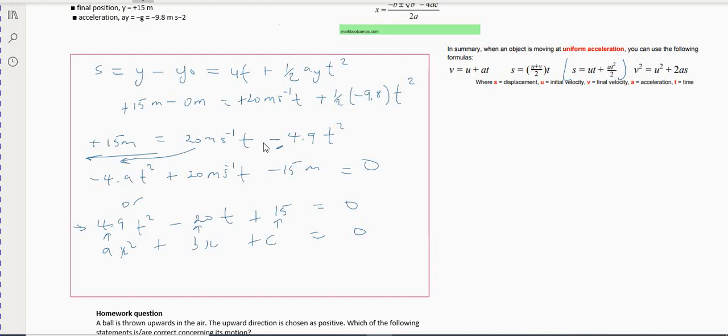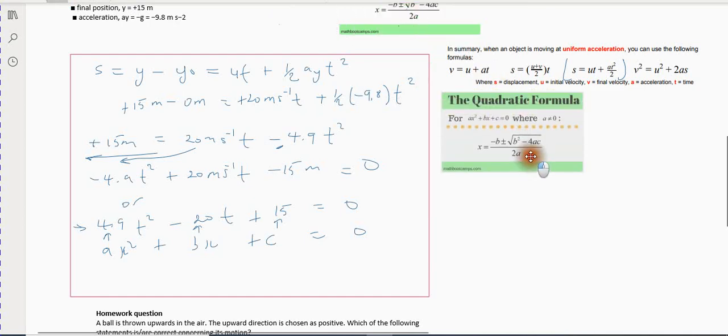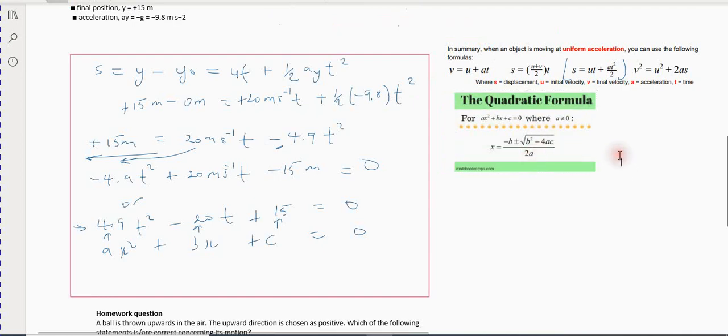And that's just the variable there, which is 15. Now, there is a particular equation which we call the quadratic formula, and it's above here. Let me see if I can bring it down here. This is our quadratic formula.